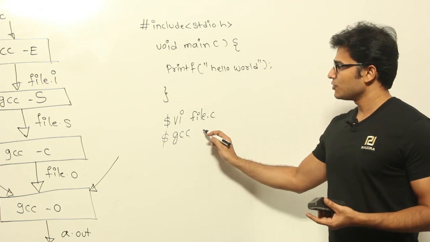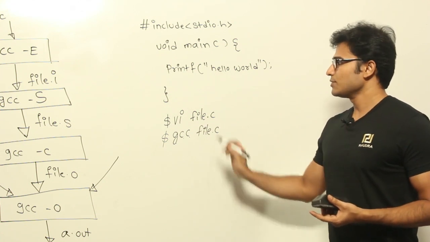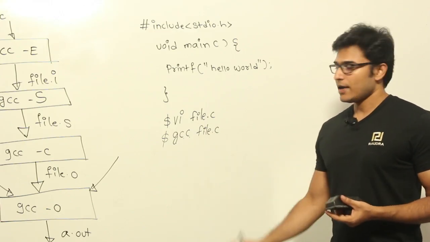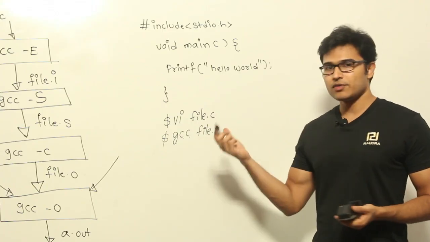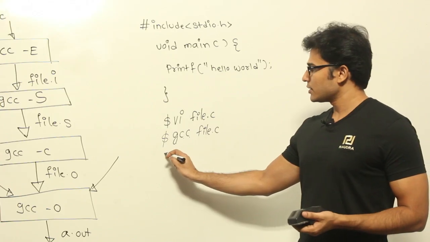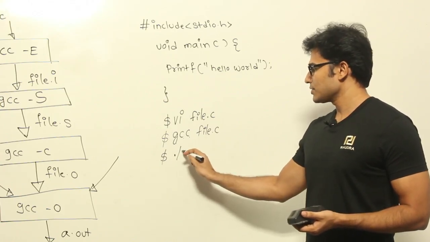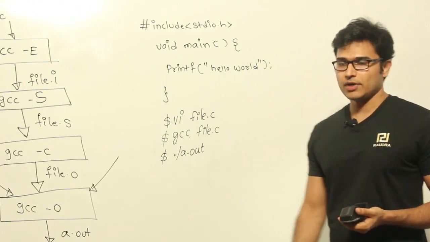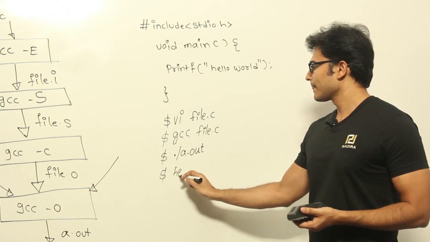Now what is the file that you want to compile? file.c, you just give it. So gcc file.c is going to compile this file, and it is going to produce an output a.out, which will generally be saved in the same directory in which you are working. Now if you want to run it, then you just give ./a.out. This is the command which you are going to run this file. Okay. Now if you run this file, you are going to see hello world.